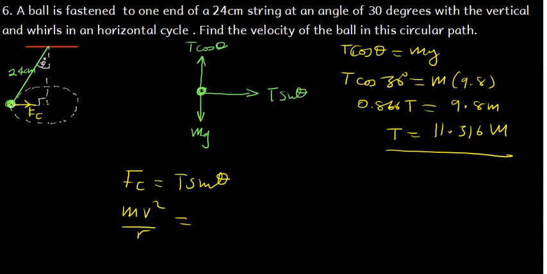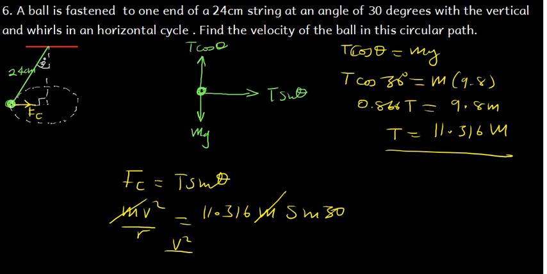That is equal to tension. Where there is T, we are going to substitute the value found here. It is 11.316 m, and then sin of the angle, which is 30. So we are saying that mass is going to cancel out on both sides, so we remain with v squared divided by what's the radius of this path.